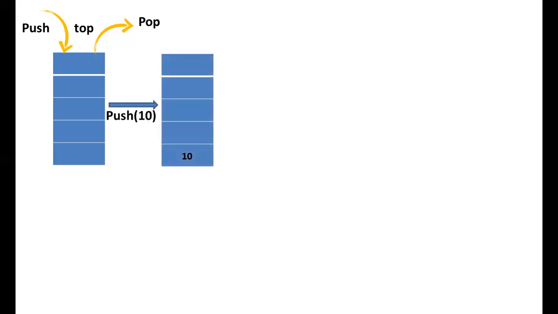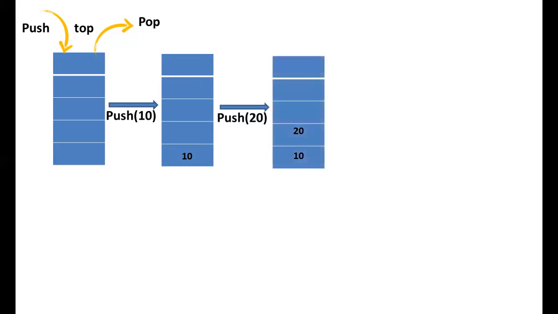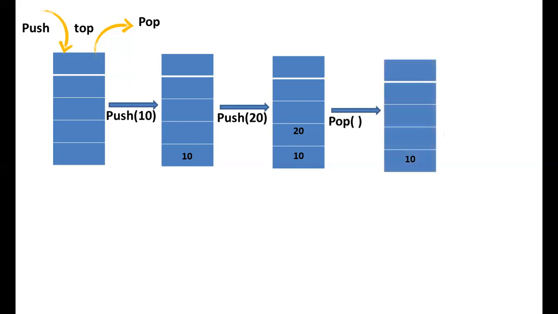Suppose you are pushing the element 10, then the stack will look something like this. And then if you push 20, the stack will look like this. Now suppose you use the pop function, can you tell me which element will be popped? Here 20 will be deleted. Then only 10 will be present in the stack.